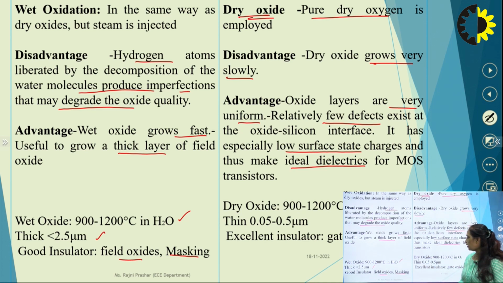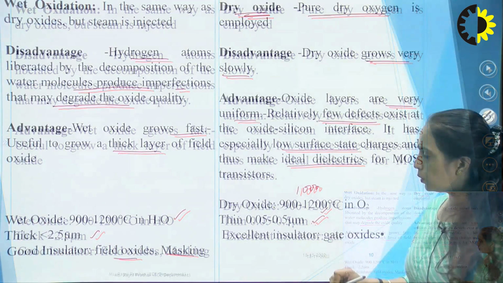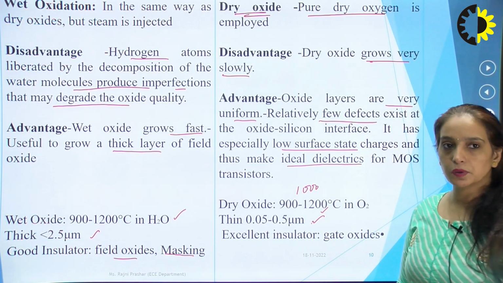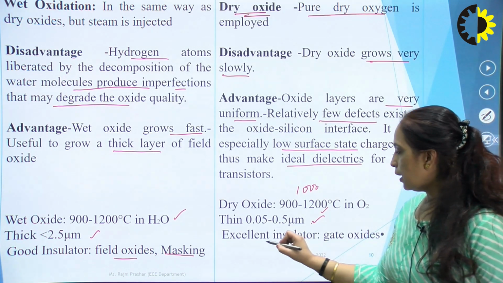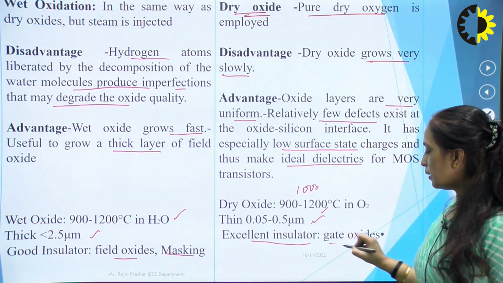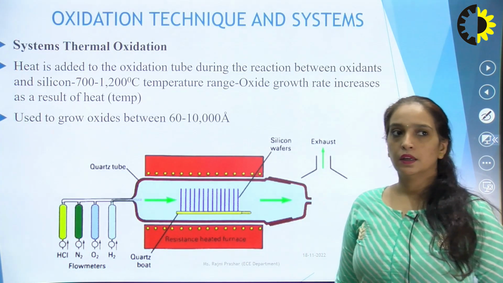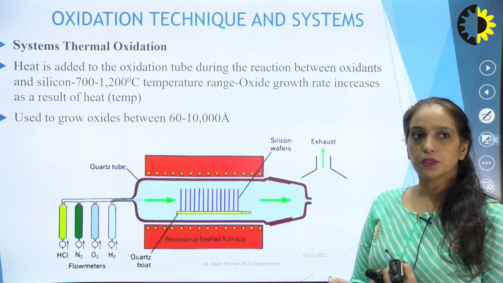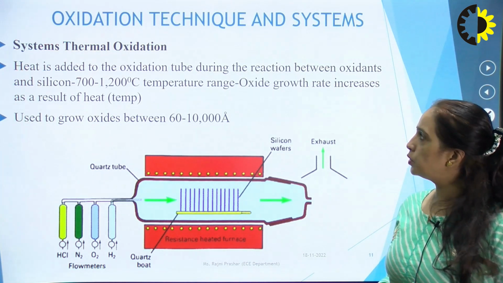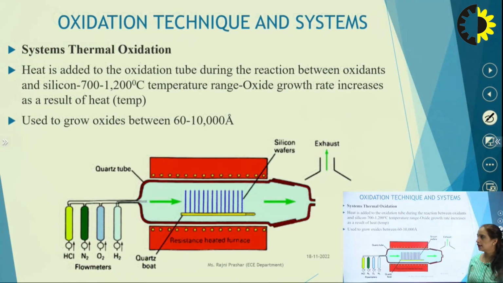Whereas in case of dry oxidation, it is carried out at 900 to 1200 degrees C, generally between 1000 to 1200 degrees C. A very thin layer of oxide is grown, that is between 0.05 to 0.5 micrometer. It behaves as an excellent insulator, and it is used as a gate oxide. So let us check the systems which are used to grow these oxide layers.